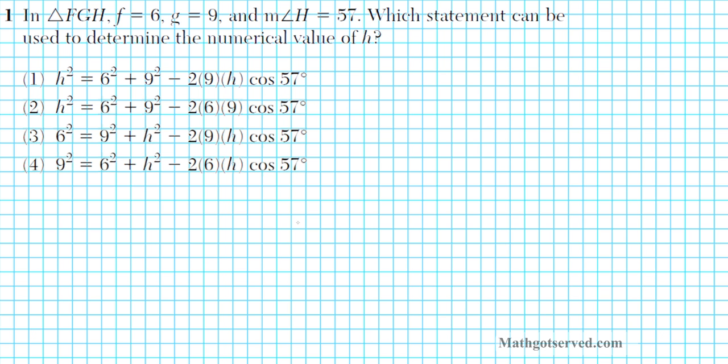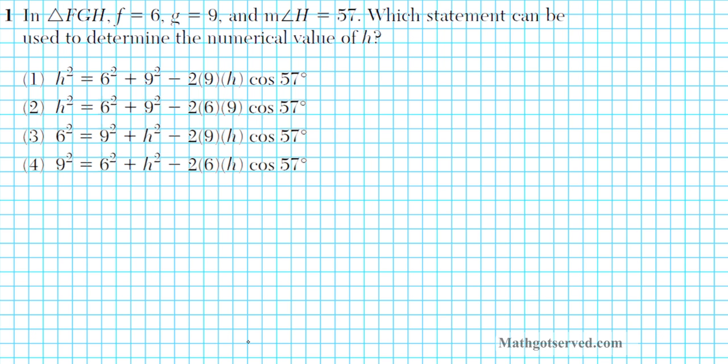So for problem 1, it reads, in triangle FGH, lowercase f is equal to 6, lowercase g is equal to 9, the measure of angle H is 57 degrees. Which statement can be used to determine the numerical value of lowercase h? And then we have the setups here with the values substituted.